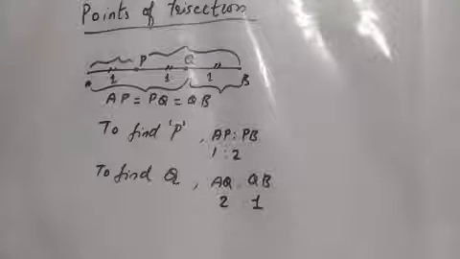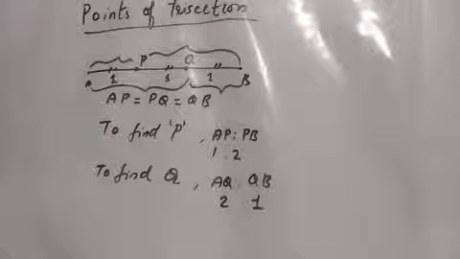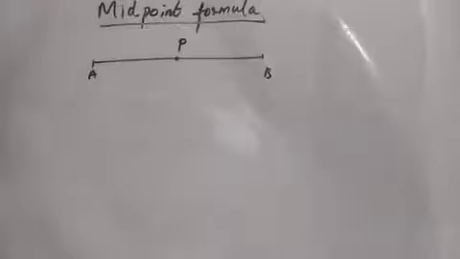Always remember this to solve the problems, that is to find the coordinates of P and Q. These are the points of trisection. And what is the ratio? The first point is 1:2. To find the second point, the ratio will be 2:1. The same section formula we apply to find the points. And the next is the midpoint formula.